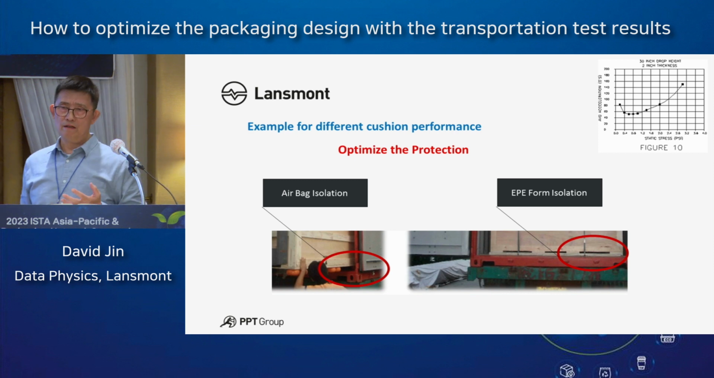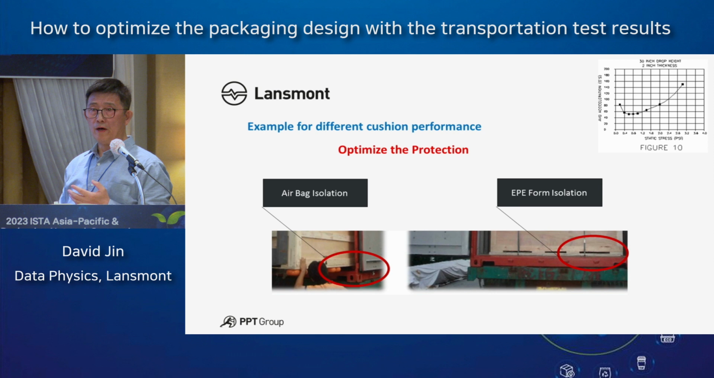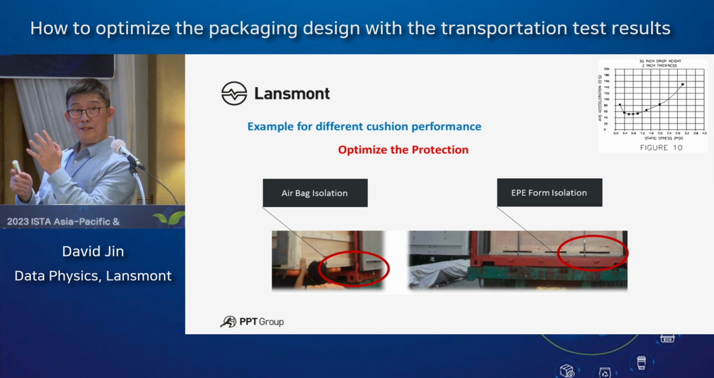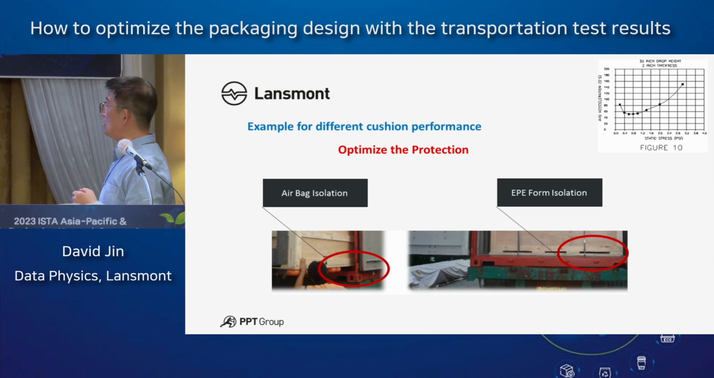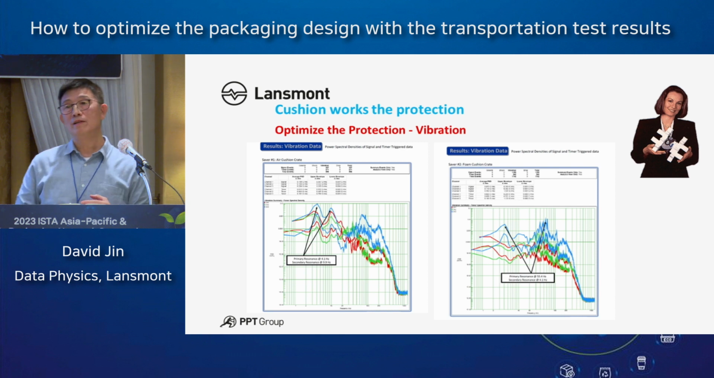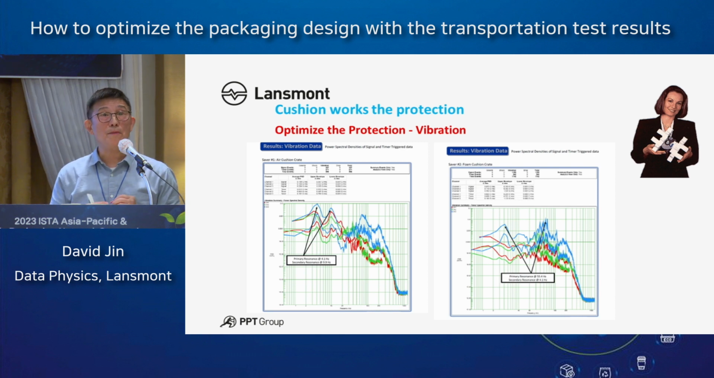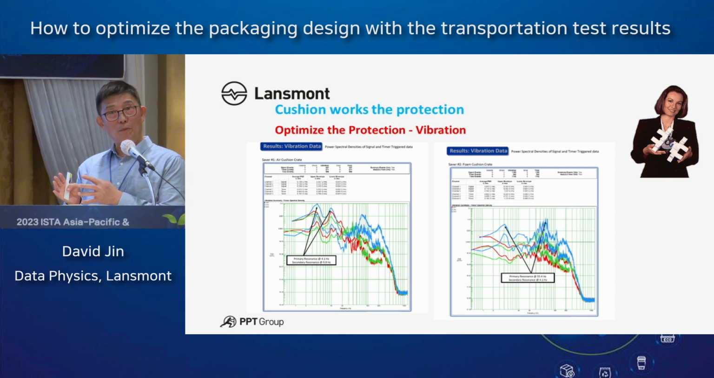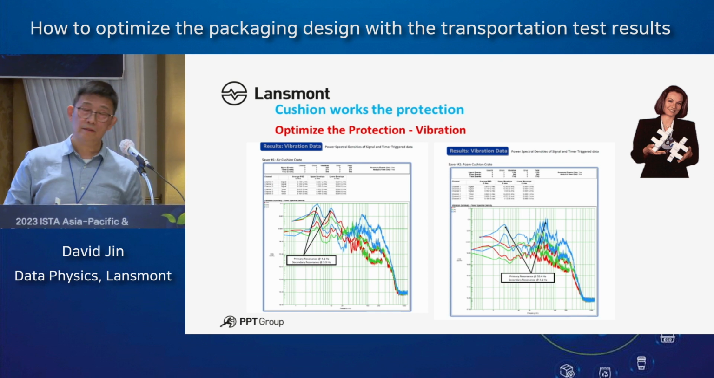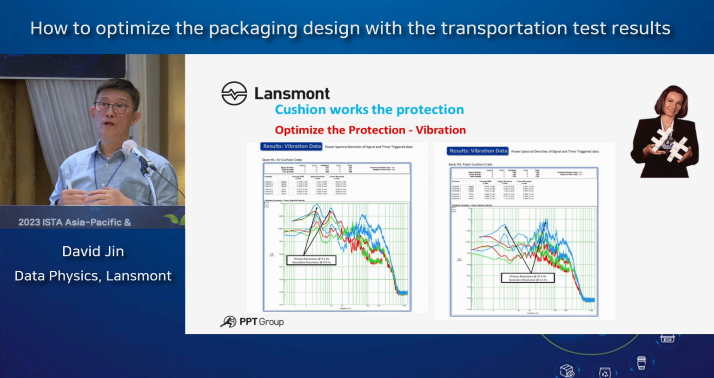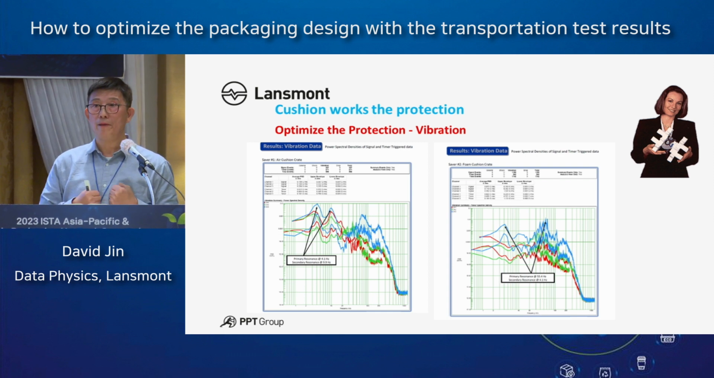So they have a lot of road data as well. So we found results from this testing. This is an example of how we find the difference with the airbags and also the EPE foams. Finally, you will make your selection for which one is suitable for my product.